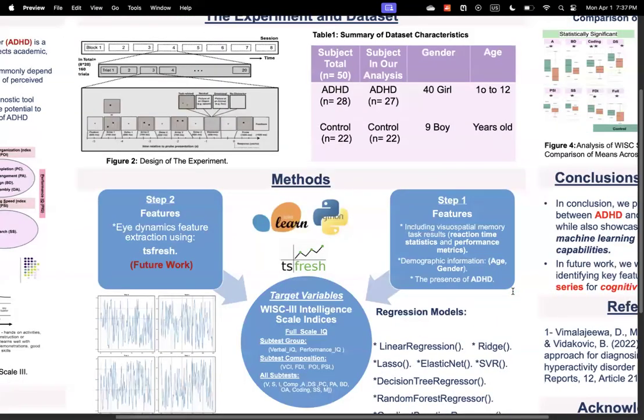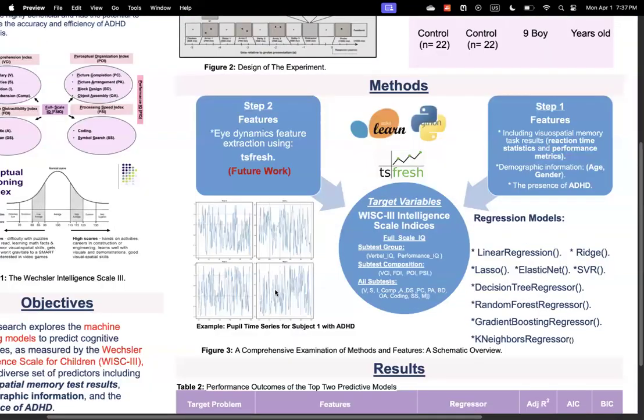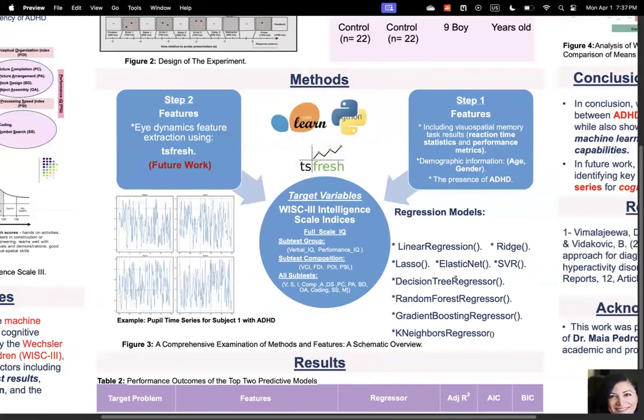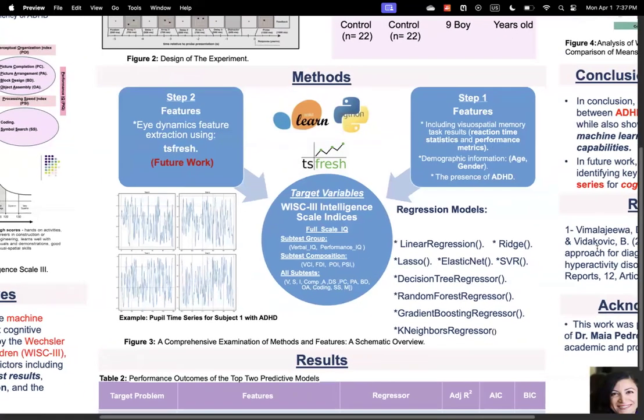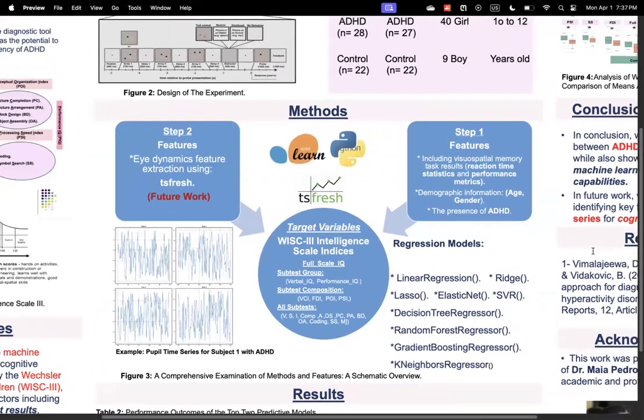In future work, we need to use this time series of the pupil, putting these features inside my model to predict if someone has ADHD or not.